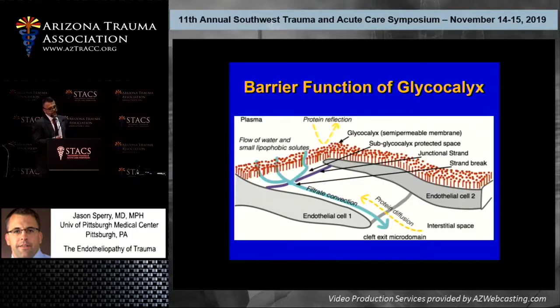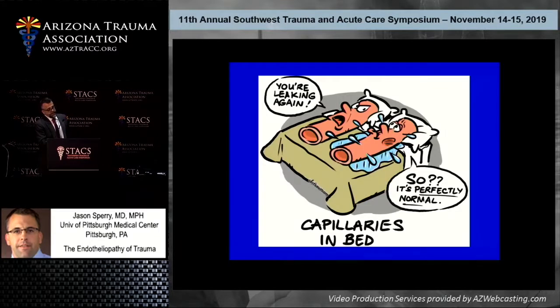Again, the barrier function of the glycocalyx, which is what syndecan-1 consists of, protects these spaces between the endothelium and prevents leakage and fluid from going in. If you start to injure this, you can imagine that this barrier function is diminished and you get leaky capillaries and manifestations resulting from hemorrhagic shock. Capillaries in your capillary bed, you're leaking again. This is multisystem organ failure in a comic form.